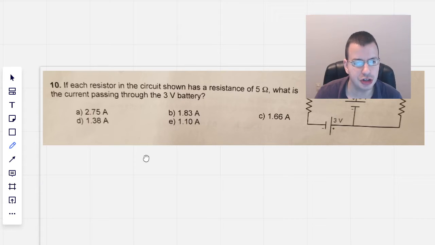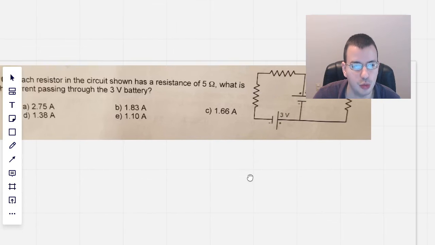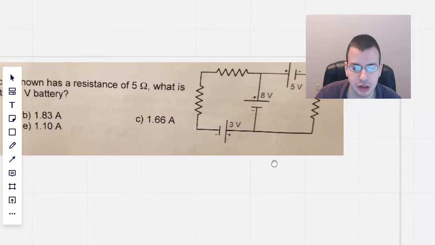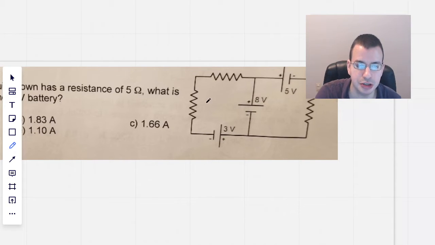If each resistor in the circuit shown has a resistance of 5 ohms, what is the current passing through the 3-volt battery? Okay, that's not too bad. So first, draw a picture. Bam, picture is mostly drawn.